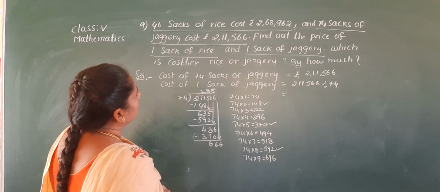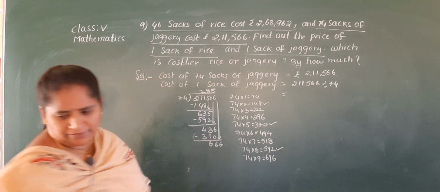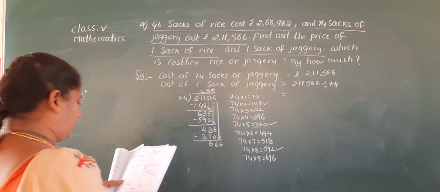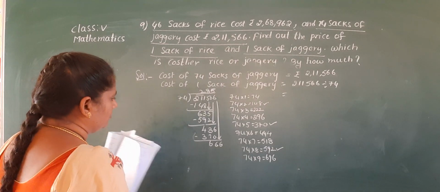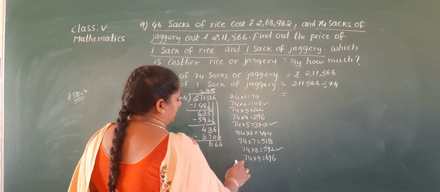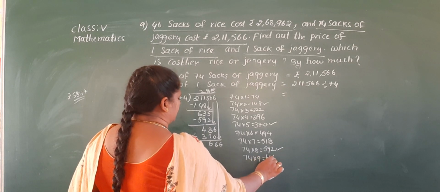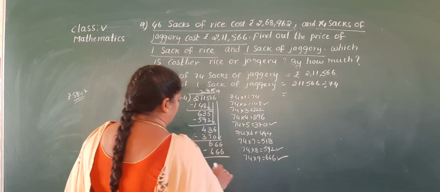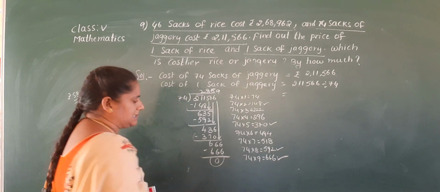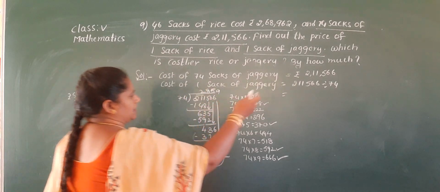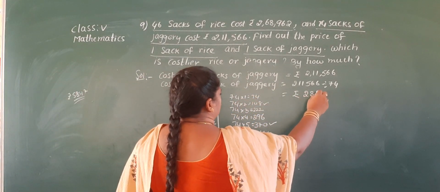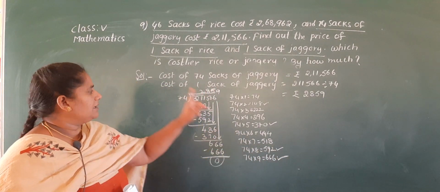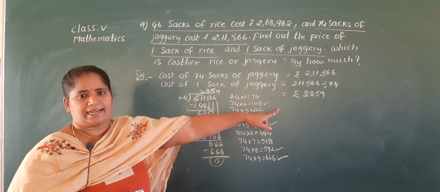666. So what is given in your book, Nana? Its amount is 666. 9 4s are 36, 9 7s are 63 plus 3, 66. So 9 times we will get this answer. So write down 666 minus 666. So the cost of 1 sack of jaggery is 2,859. Okay, so we stop up to here. The cost of one sack of jaggery is 2859.